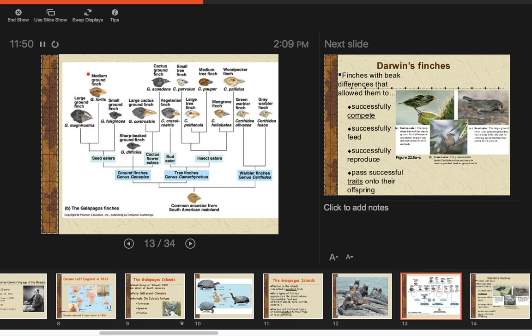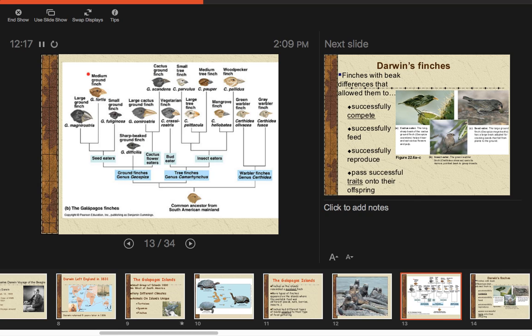And so now, look how different they all look from each other, depending on the island they're on, and really, depending on the food that they eat. You can see here, the insect eaters, seed eaters, the cactus flowers, okay? So depending on what food source they had, that beak shape changed over time. Remember, it's not immediate. It took a long time.